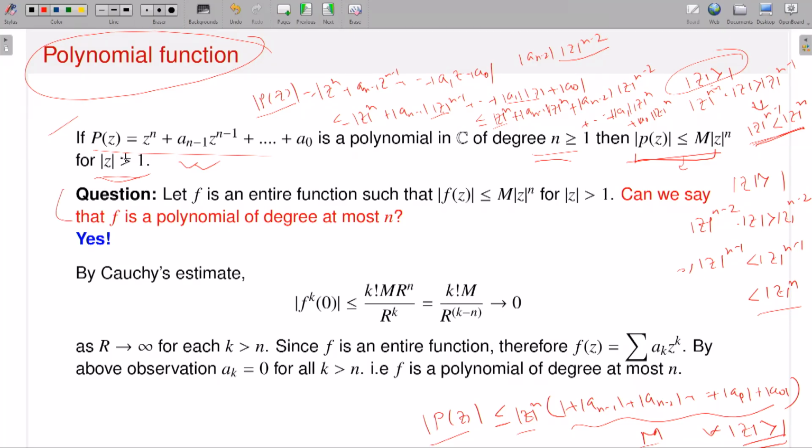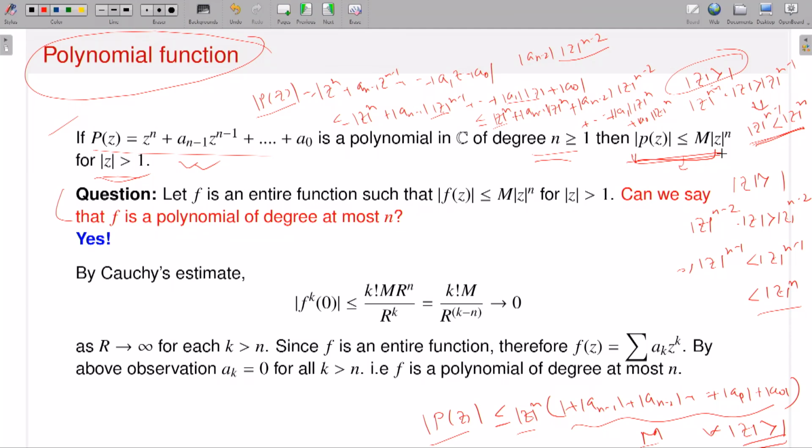That means what kind of functions? Polynomials are analytic functions, in fact analytic in the whole complex plane. So therefore it is an entire function. So therefore I can say that a polynomial is an entire function having this kind of property, right? Now I am asking the converse of this question.